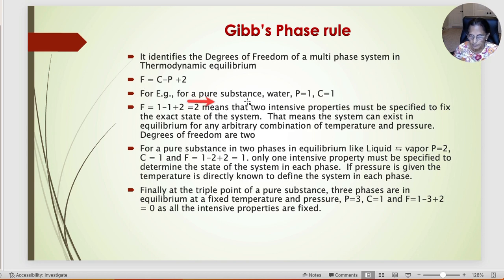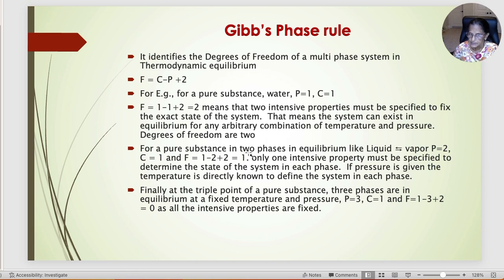For example, for a pure substance, water, P is equal to 1 and C is equal to 1. Phases is 1 and component is also 1. Let's substitute in the rule. F is equal to 1 minus 1 plus 2, that is 2. It means that two intensive properties must be specified in order to fix the exact state of the system. That means the system can exist in equilibrium for any arbitrary combination of temperature and pressure. Degrees of freedom are 2. Both the pressure and temperature have to be specified to describe the phase of the system.